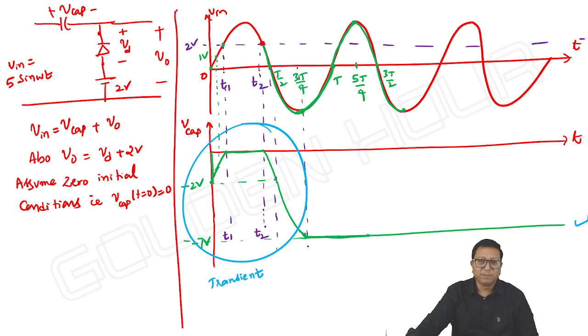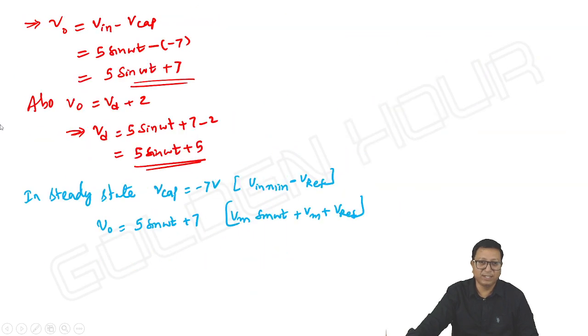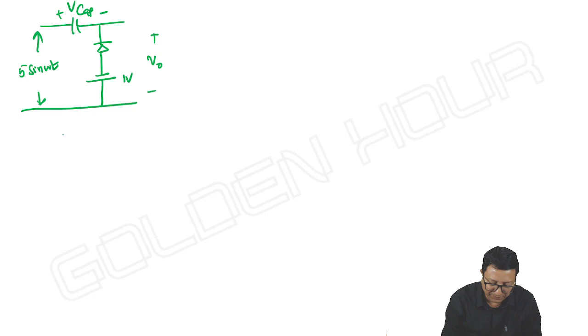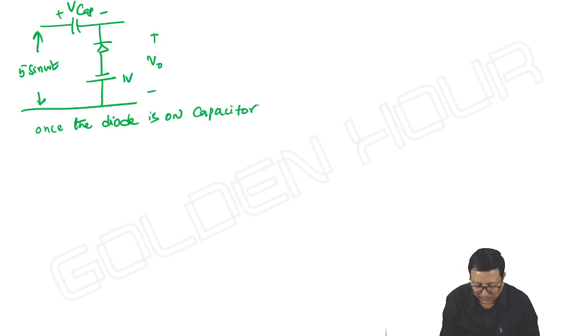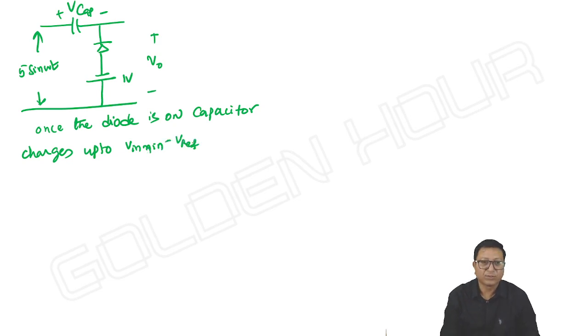And to what level will it go? V input minimum minus V reference. So to that level, the capacitor will be charging. Here I am directly writing the statements, like once the diode is on, capacitor charges up to input minimum minus V reference. What is input minimum, friends? Minus 5. And what is V reference? It is minus 1. So it will go up to minus 4 volts. This is what we can see.